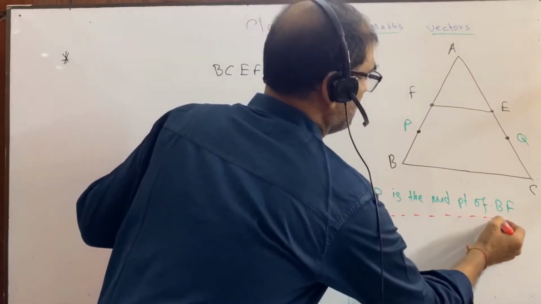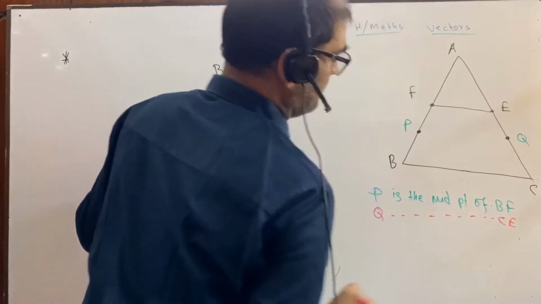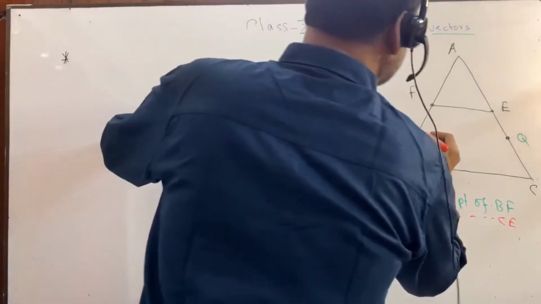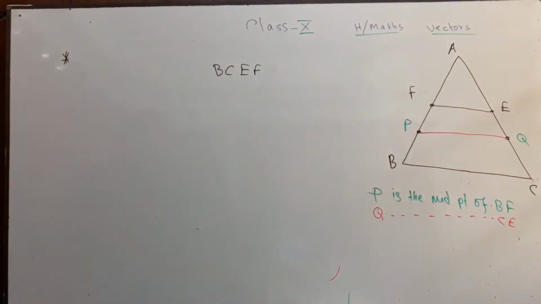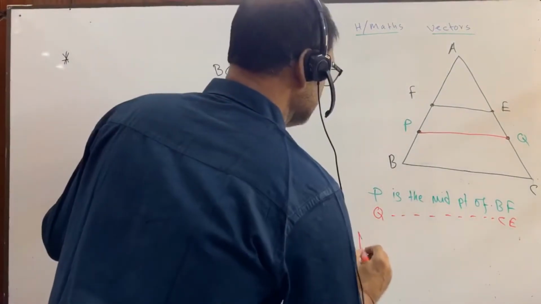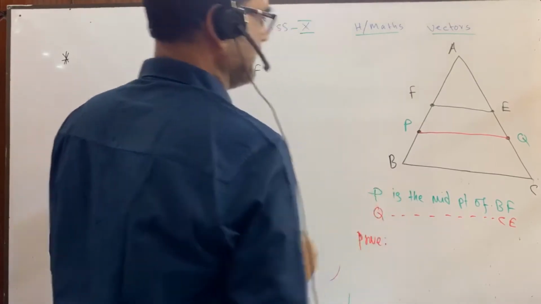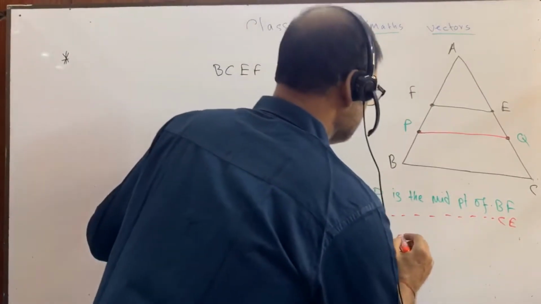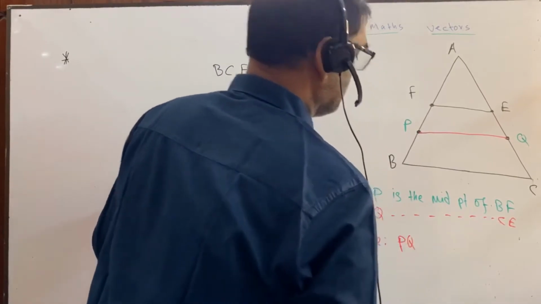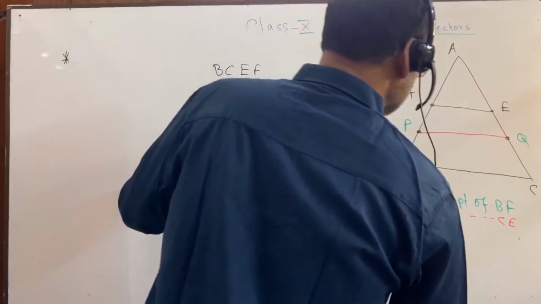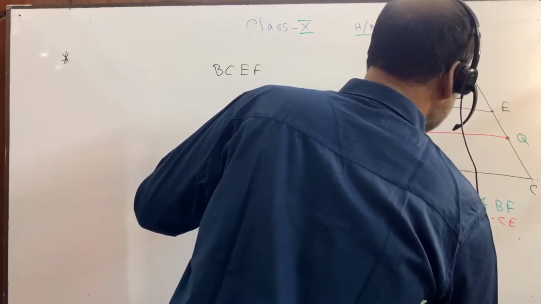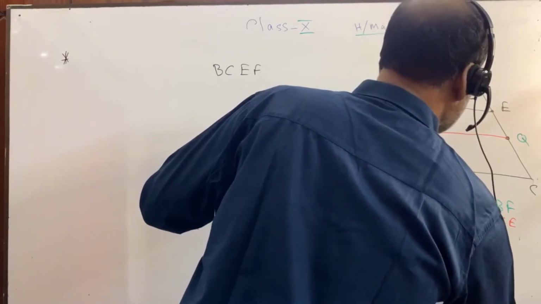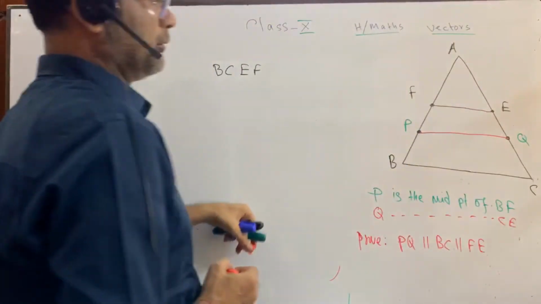Q is the midpoint of CE. Now, if P and Q are joined, you have to prove that PQ is parallel to BC and also parallel to FE. Have you got it? Number 16.3.